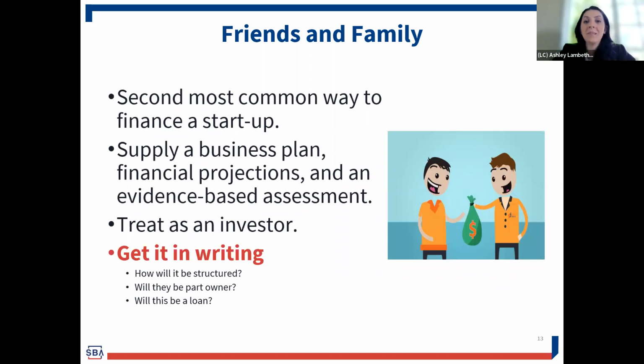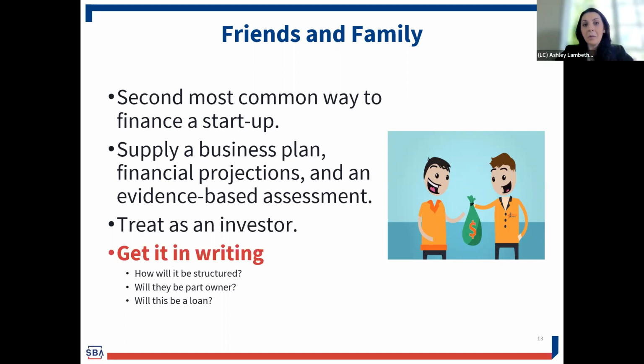As we mentioned in the beginning, friends and family is the second most common way to finance a startup. I do suggest if you go this route that you treat it just like you were approaching an investor. So you want to have a solid business plan in place. You want to put together financial projections. You want to have a pitch ready for them. And whatever you do with your friends or family, make sure that you get it in writing. Have it in a contract.